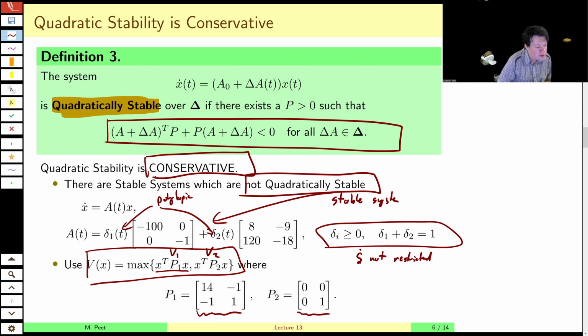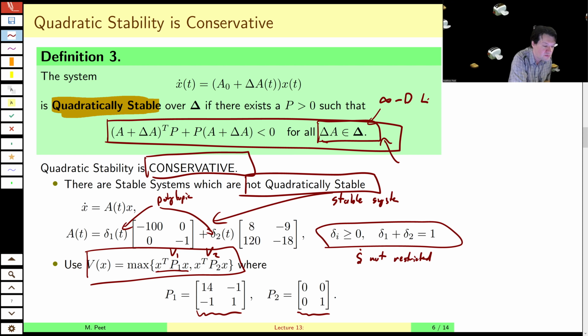Now, in the second part of this lecture, we will come back to the question of how to actually test quadratic stability and use it to do things like controller synthesis and some rather straightforward applications. Because remember what this is. This is an infinite dimensional LMI. It has to hold at every value of delta A in this uncertainty set. And so there's no way to just plug this into YALMIP and check this stability condition.